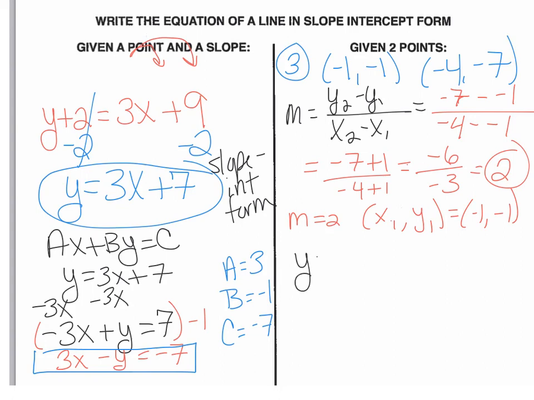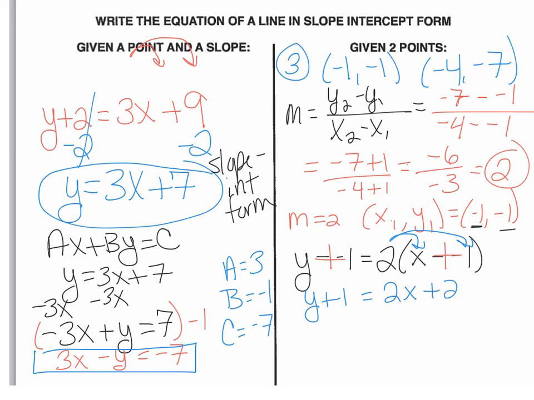We're going to have y minus, and then my y1 is negative 1. It's equal to m, which is 2, times x minus, my x1 is also negative 1. So again, we see those double negatives happening, and this will happen a lot in point-slope form. So I want to change that to a positive, minus a negative, plus a positive. And now in order to simplify, if you recall, we need to distribute. So we have y plus 1 is equal to 2x plus 2.